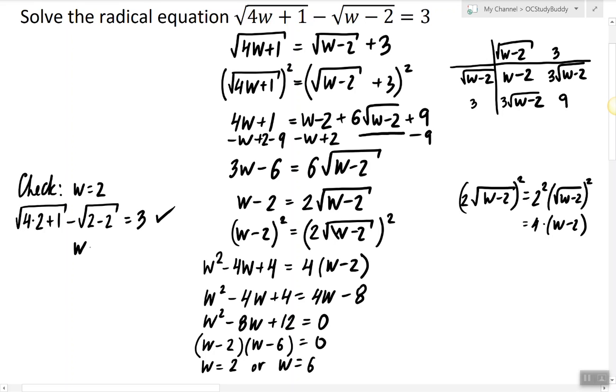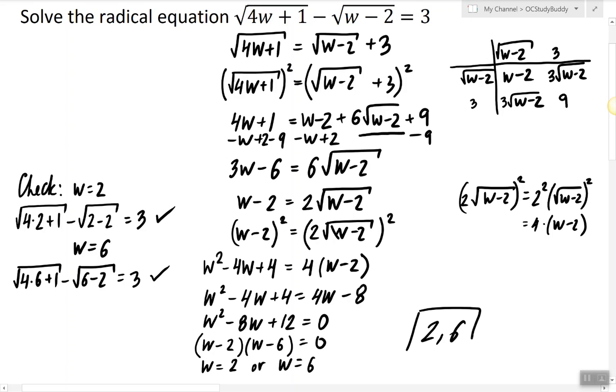Let's also check w equals 6. Square root of 4 times 6 plus 1 minus square root of 6 minus 2. Is that equal to 3? Let's find out. Square root of 4 times 6 plus 1 is 5. Square root of 6 minus 2 is square root of 4, which is 2. So 5 minus 2 is also 3. So it also checks out. This equation has two solutions, 2 and 6.